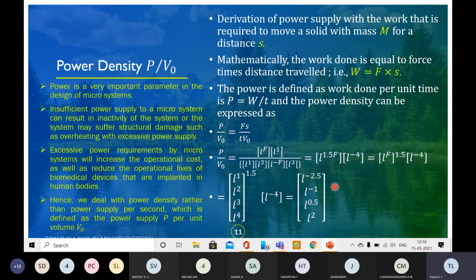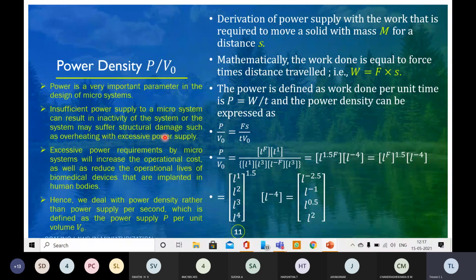So if you take it here, the power density, you can see it in the slides, all of them, right? So power is a major parameter. Whenever you go for designing the microsystems, power plays a vital role. If there is no sufficient power supply to the microsystem design, then automatically what happens? It leads to the inactivity of the system, or it will also suffer structural damage.